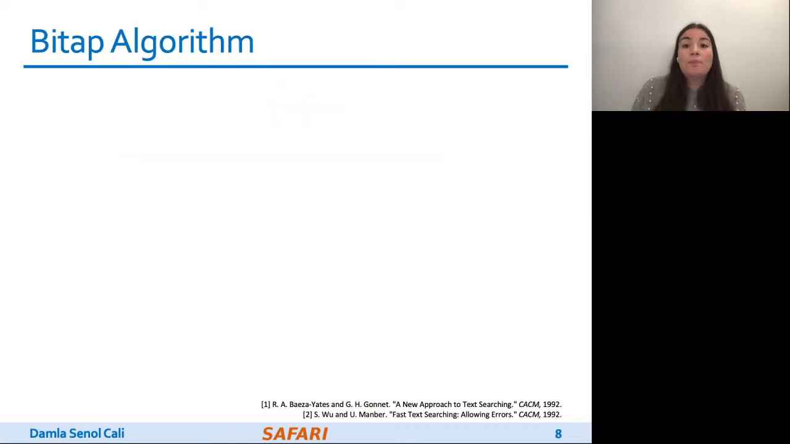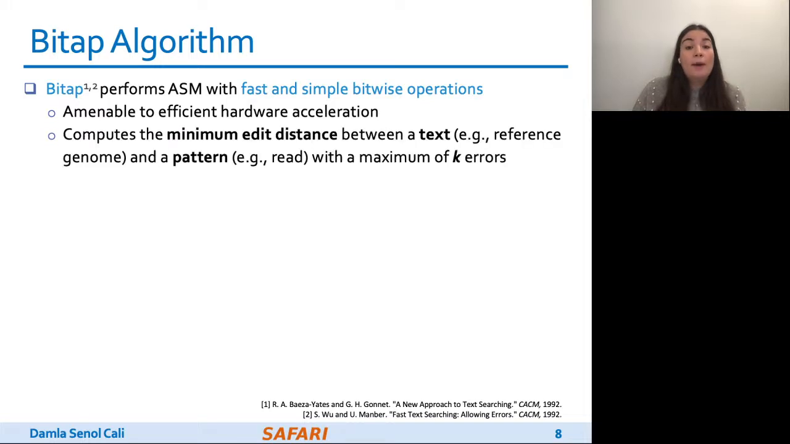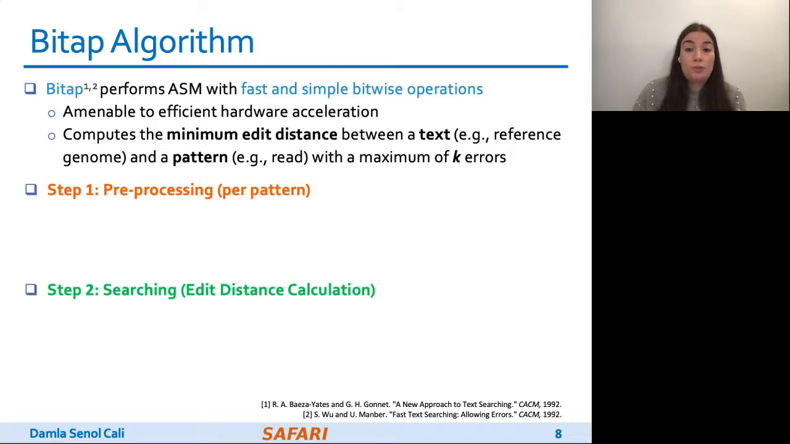One candidate to replace DP-based algorithms for ASM is the Bitap algorithm. Bitap uses only fast and simple bitwise operations to perform ASM, making it amenable to efficient hardware acceleration. Bitap tackles the problem of computing the minimum edit distance between a reference text, such as a reference genome, and a query pattern, such as a read, with a maximum of k errors. The algorithm has two steps.